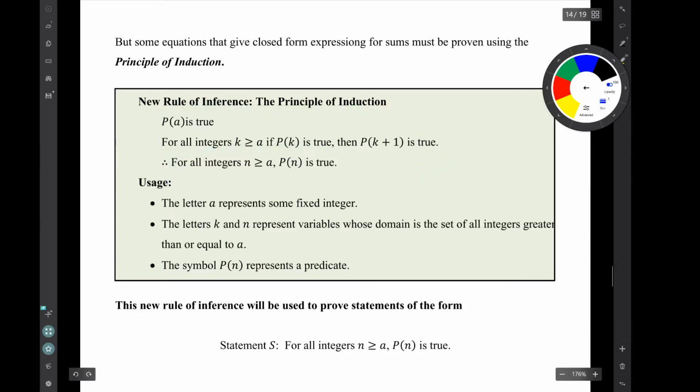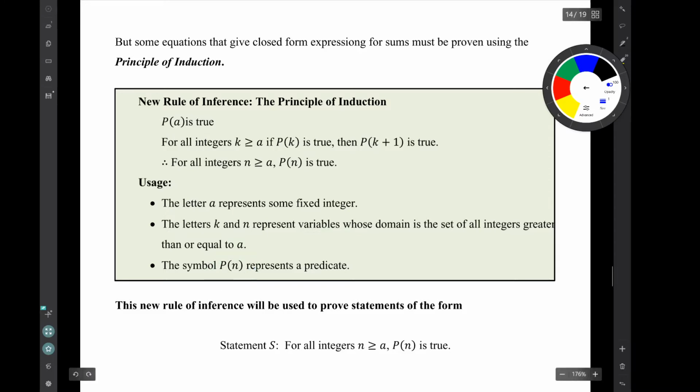Now, what are the parts of this? What's the usage? Well, the letter a represents some fixed integer. The letters k and n represent variables whose domain is the set of all integers greater than or equal to a. And then the symbol P(n) represents a predicate.